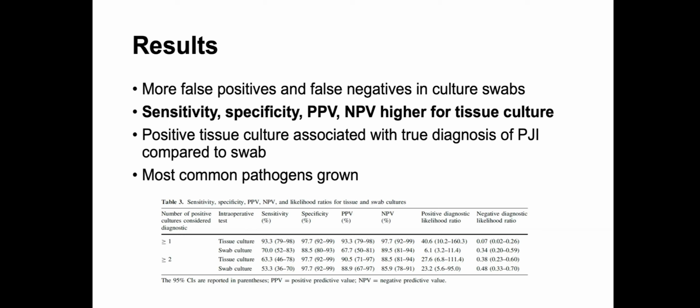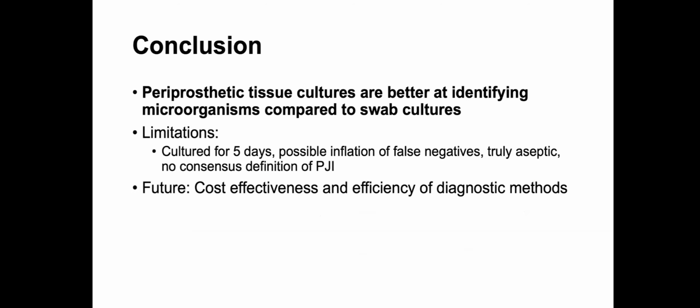And obviously the higher specificity, sensitivity, and positive and negative predictive values for tissue culture were also seen, which basically just demonstrates the superiority of obtaining synovial tissue and sending that for culture as opposed to just swabbing tissue with a Q-tip. So the authors of this study concluded that tissue cultures are better at identifying bacterial pathogens compared to swabs, though they may be more expensive.